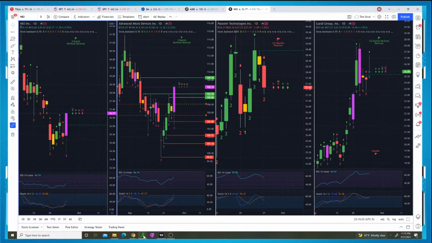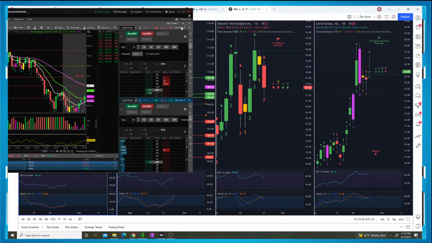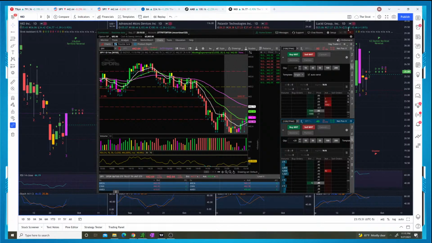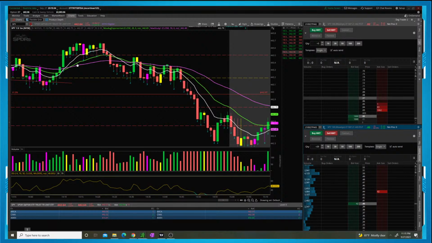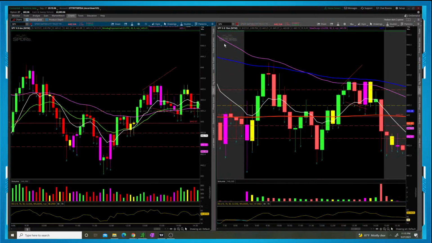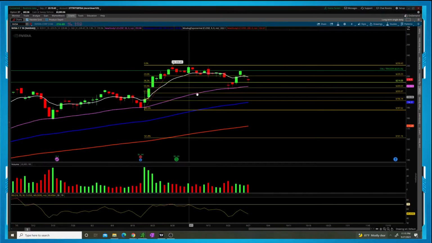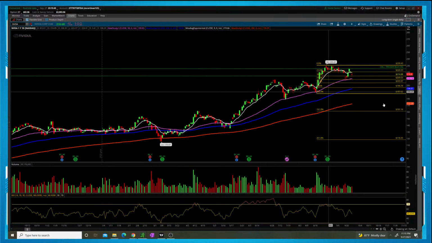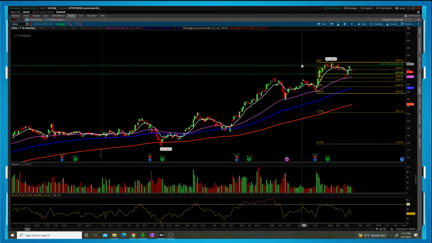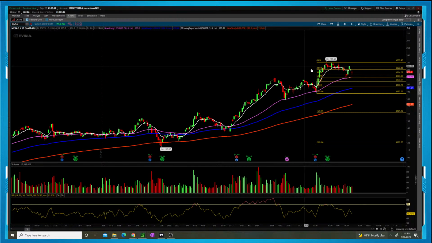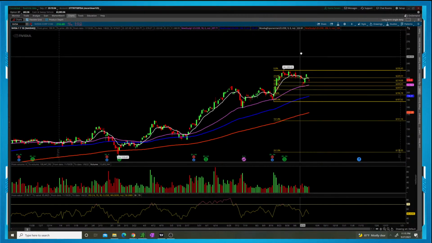So let me show y'all the Thinkorswim chart so I can show y'all what I mean by getting different perspectives. All right, let me pull up the daily. Hopefully y'all can see everything, good quality and stuff. Some of these lines are from when I was day trading earlier or previous charts.